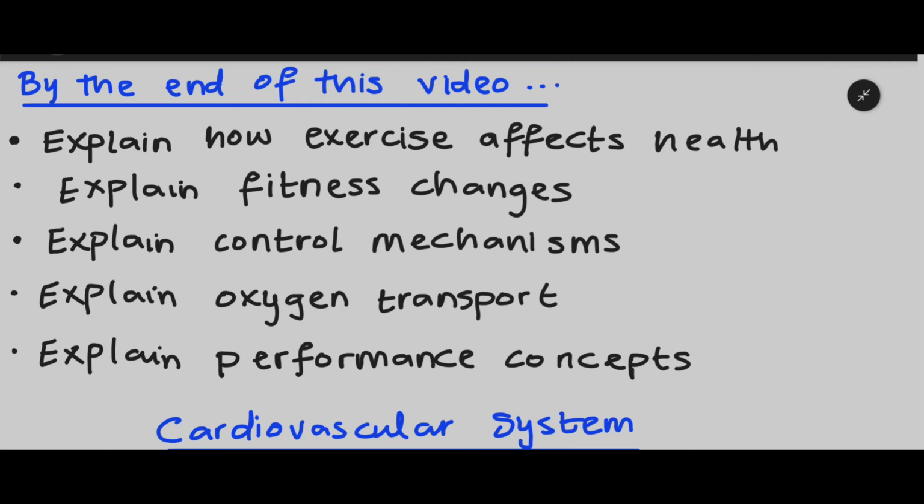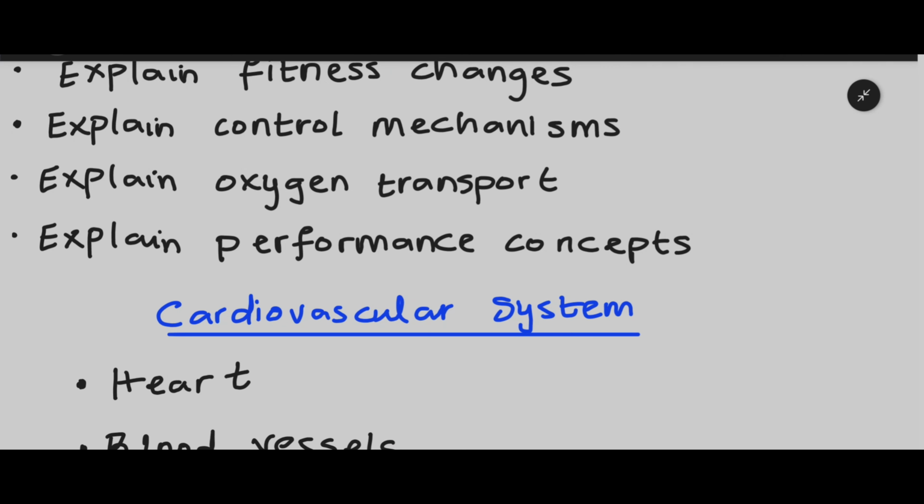We're going to explain control mechanisms, things like anticipatory rise, vascular shunting, the conduction system, the sympathetic versus the parasympathetic nervous system, CO2 receptors, and all of those things. We're going to be able to explain oxygen transport using concepts such as hemoglobin, myoglobin, oxyhemoglobin, the dissociation curve, and Bohr shift. And lastly, we're going to explain performance concepts such as venous return, Starling's law, cardiovascular drift, and AVO2 difference.